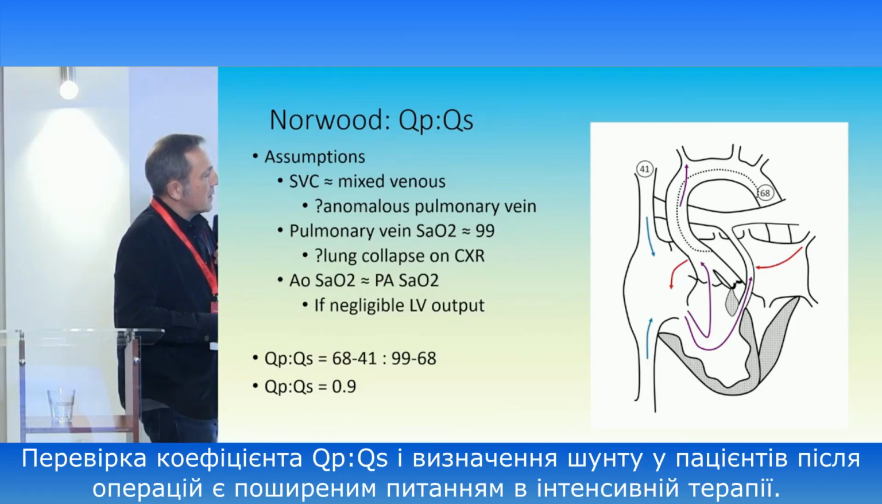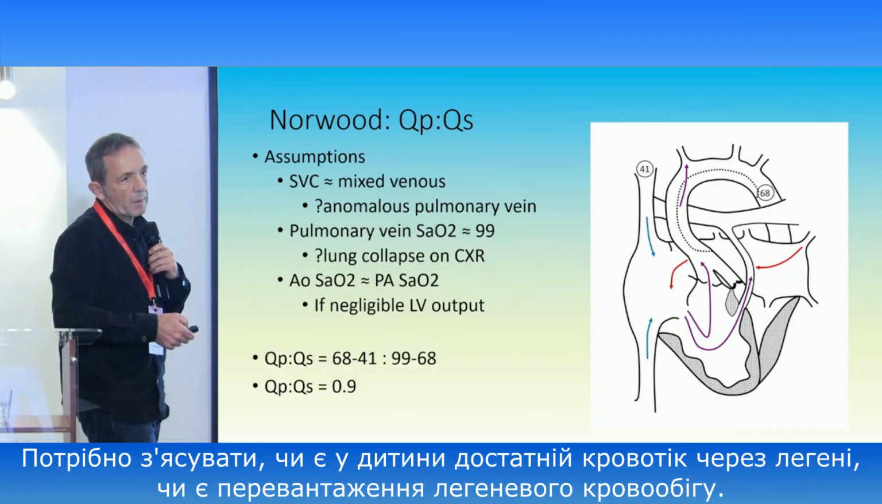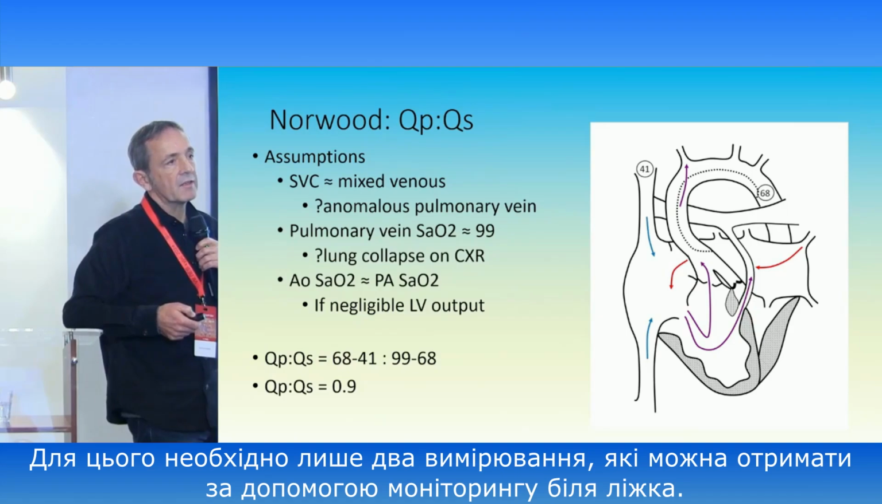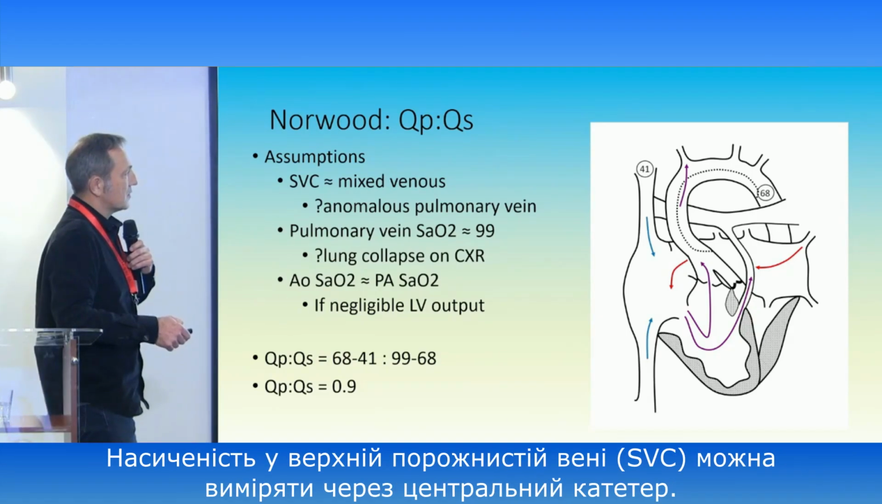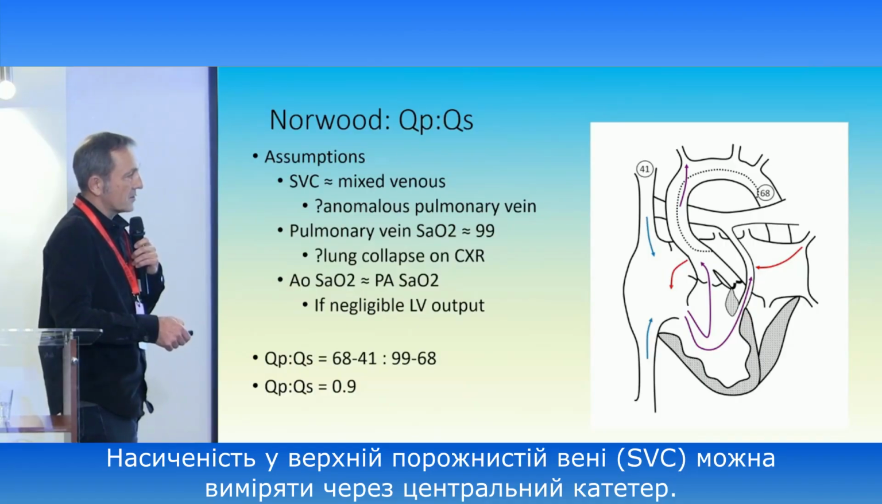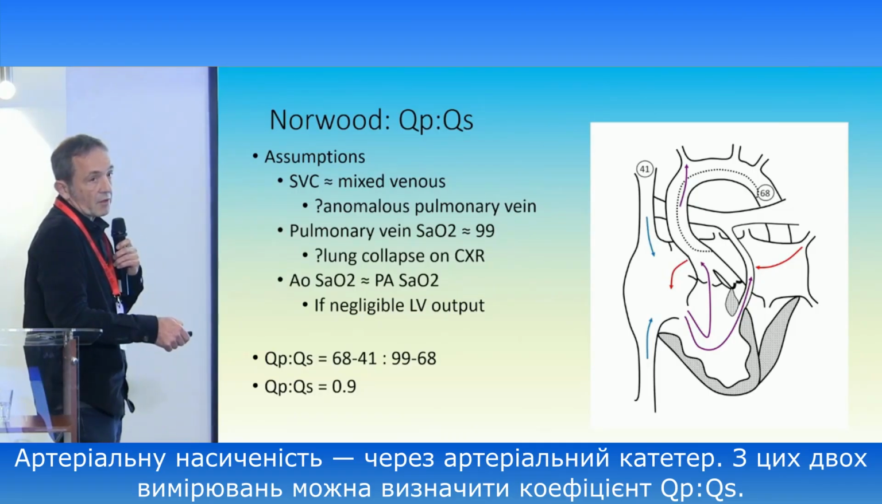Now, checking what the Qp:Qs is, what the shunt is in patients who've had a normal operation, is a common question in the intensive care unit. You want to know if the child has enough pulmonary blood flow or whether they have too much pulmonary blood flow. And you only need 2 measurements to get that, and you can get those measurements from bedside monitoring. You can tell the SVC saturation from the central line, and you can get the arterial saturation from the arterial line. And with those 2 measurements, you can tell the Qp:Qs.